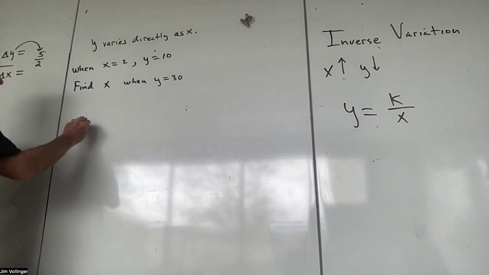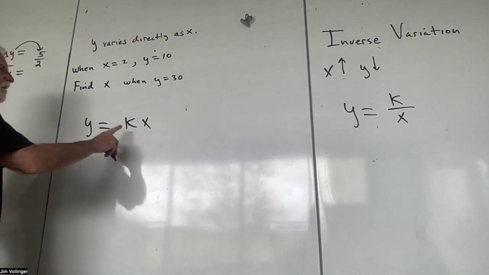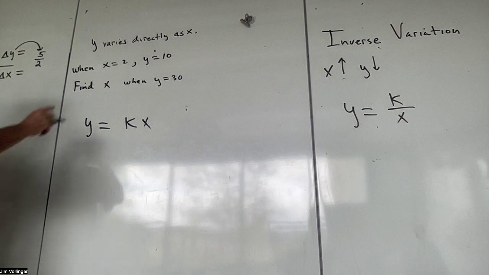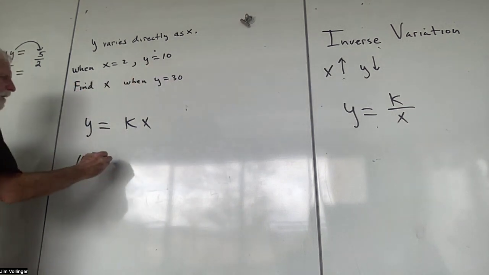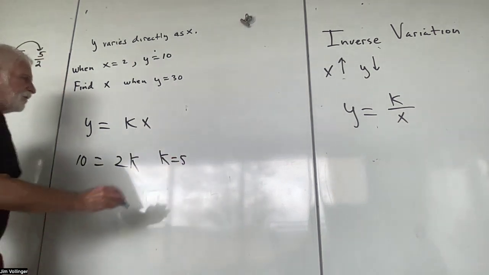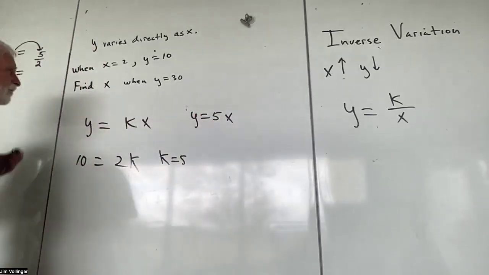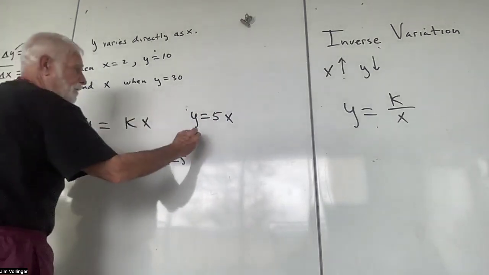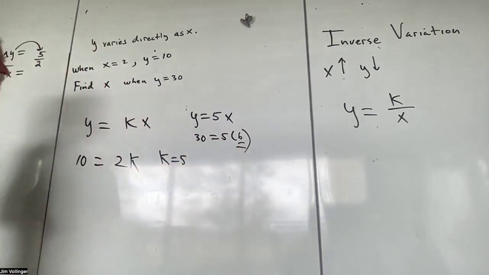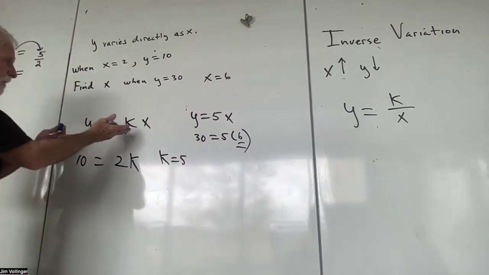Y varies directly as x, and y equals k times x. As x gets bigger, y gets bigger if I'm multiplying by a constant. So I've given you an x and a y: 2 for x and 10 for y. Very easy to see that k is 5, which means we now have a new situation where we know the constant. So if I give you one or the other, you should be able to solve this with ease. I gave you y equals 30, so 30 equals 5 times what? X is 6. Okay. So you'll see that tomorrow.